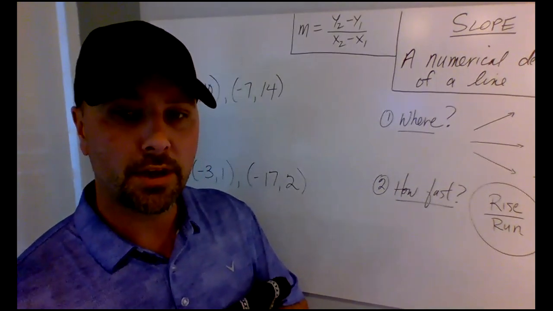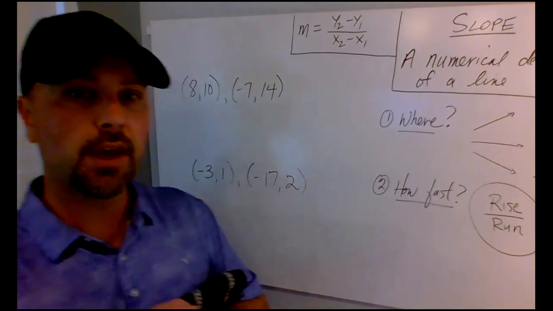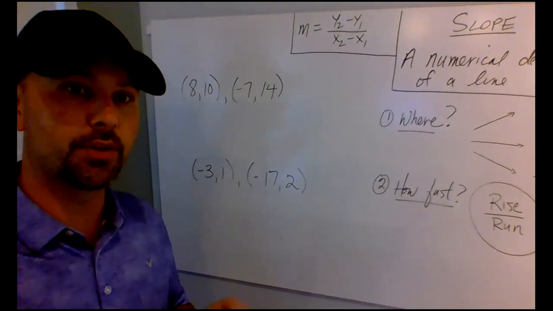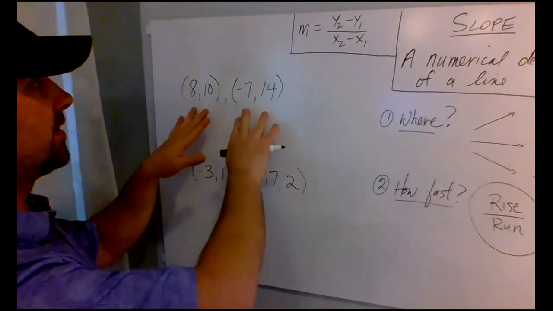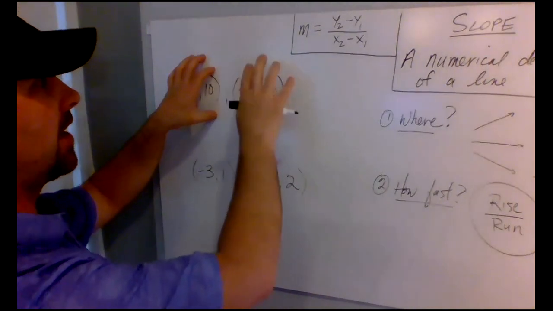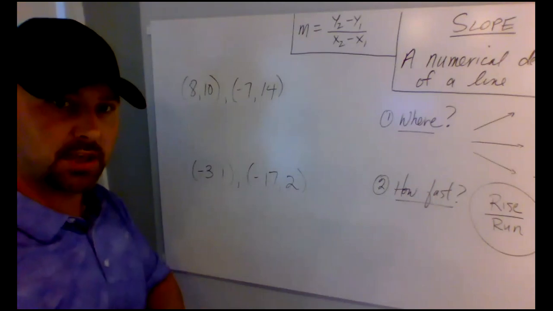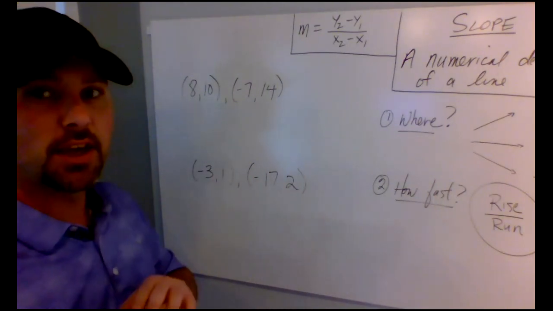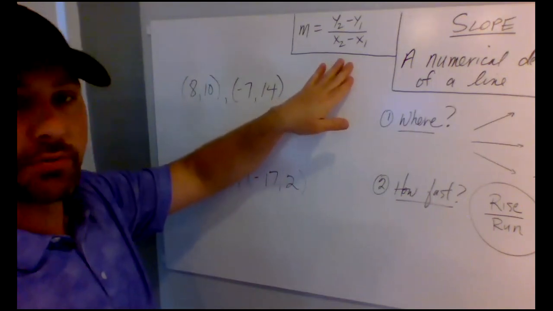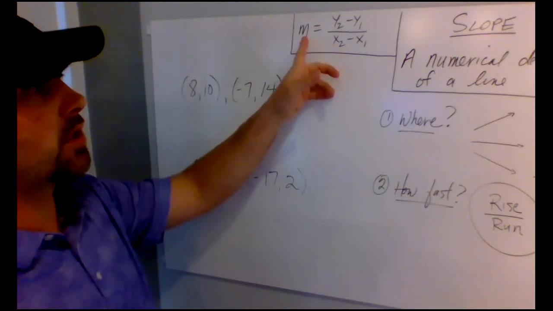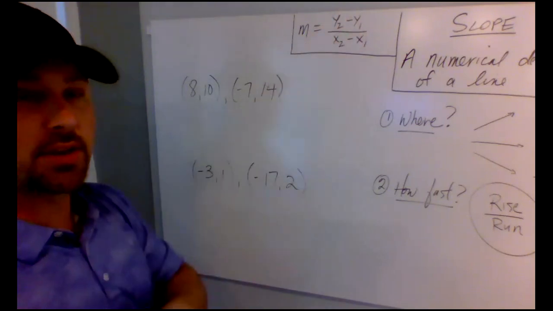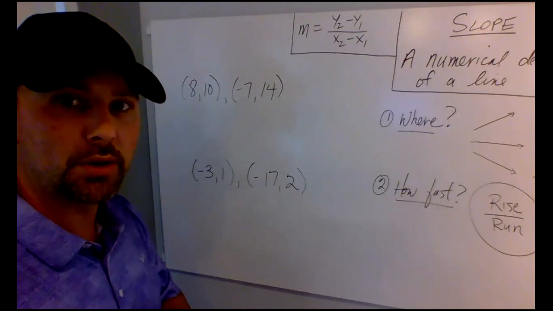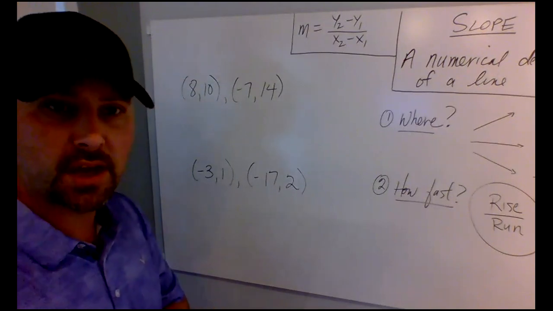All right, everybody. Hopefully you're back. And we're going to look at these first two problems on that worksheet, on the second page anyway. We have points 8, 10, this is one coordinate, and -7, 14. And so we're asked to find the slope of that line. And when we do that, we refer to our formula sheet and find where it says slope. And this is the part of the equation that we're worried about. y2 minus y1 over x2 minus x1.